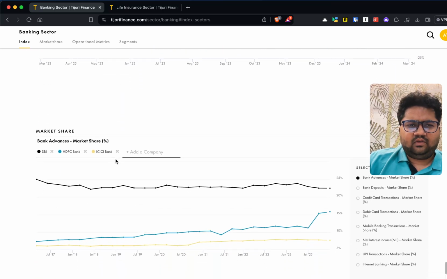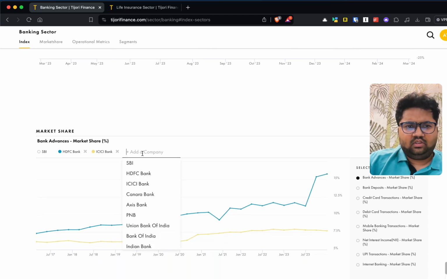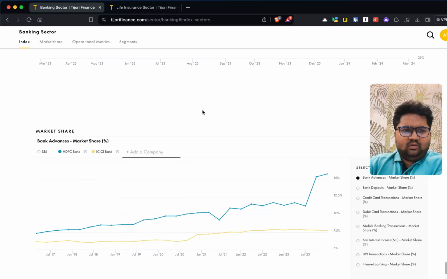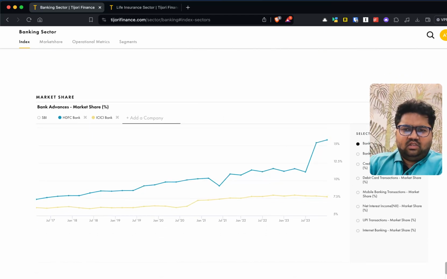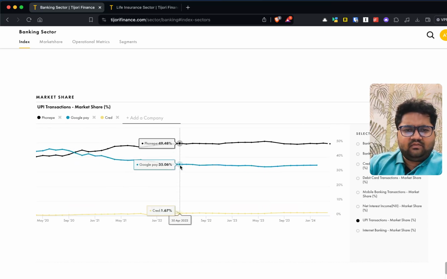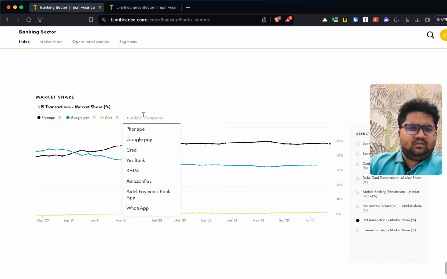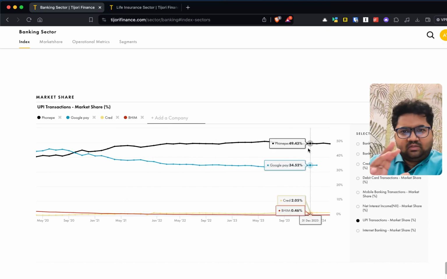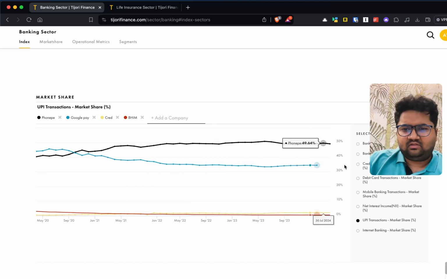Yeah. Now, if you go to market share, this is where I have very interesting thoughts. So we are going to do ICICI and HDFC and look at certain parameters. Let's just try to understand how UPI is working. In UPI, they have PhonePe, Google Pay, Cred, which is very low. And what else is there? They have BHIM, which is further low. So PhonePe seems to be doing really good from a UPI transaction perspective.